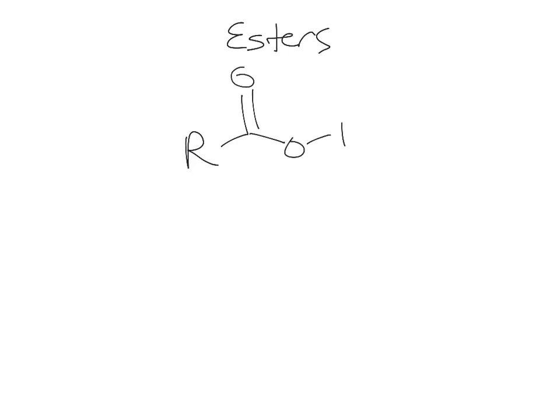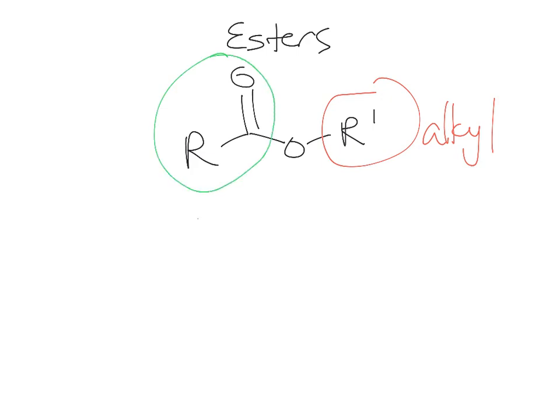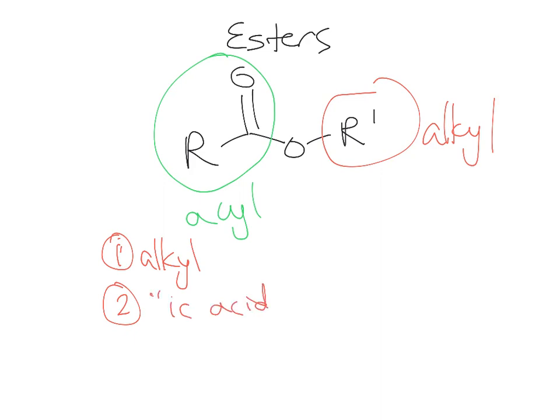If we want to name esters, esters also have two groups. They have an alkyl group bonded to this oxygen, so this would be your alkyl group. And then they have an acyl group, which is this guy over here. So to name your ester, you're going to name the alkyl group first as an alkyl, and then name the acyl group by changing ic acid to ate. So first you name the alkyl group, and then second you change whatever the acyl group, ic acid, to ate at the end.